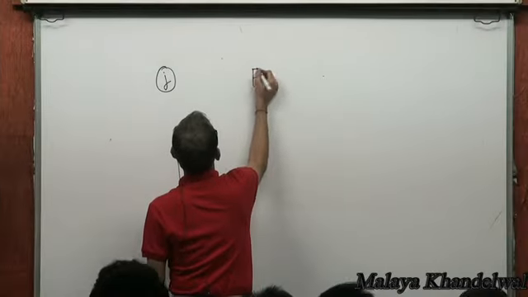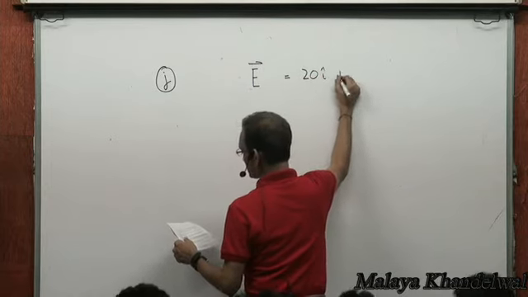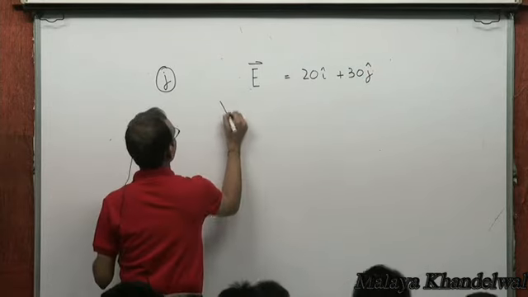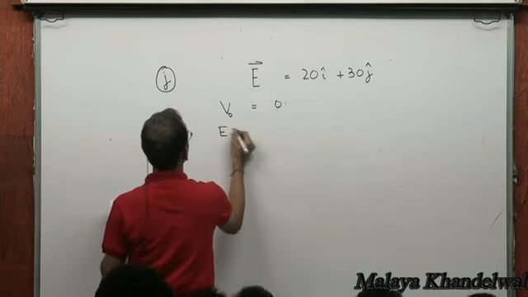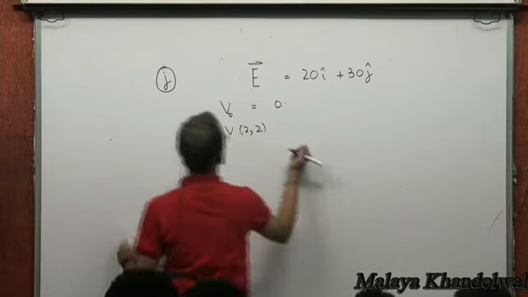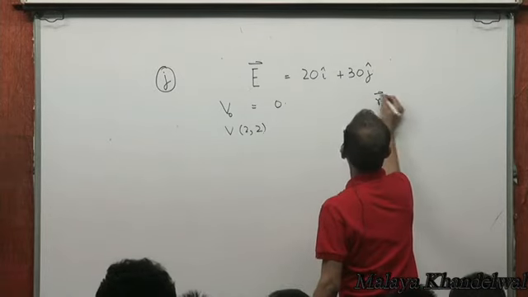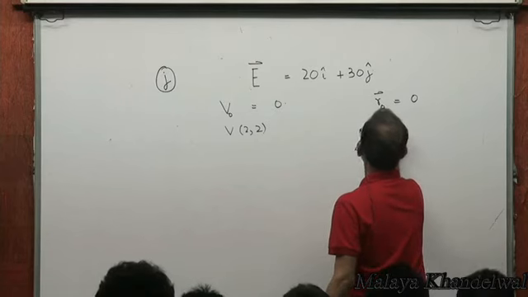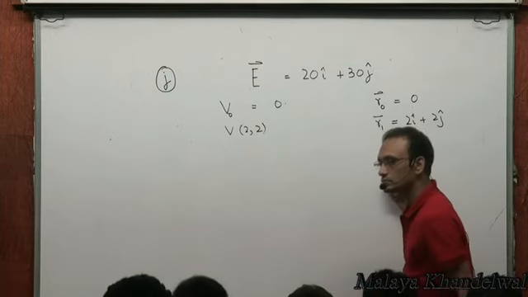There is an electric field E given by 20 i cap plus 30 j cap in space. The potential at the origin is taken to be 0. We want to find the potential at the point 2 meters comma 2 meters. That means the initial position r naught is 0, and the final position r1 is 2 i cap plus 2 j cap.